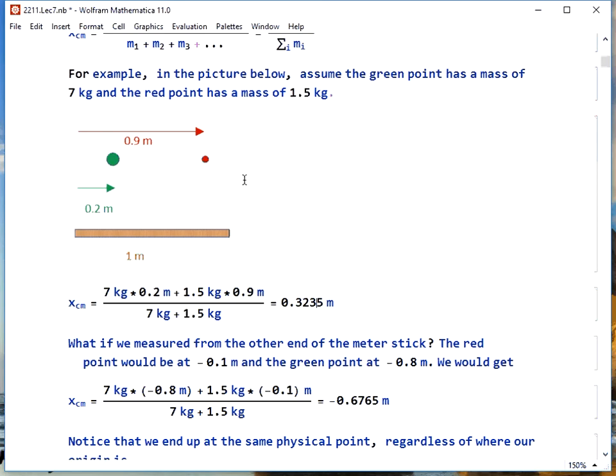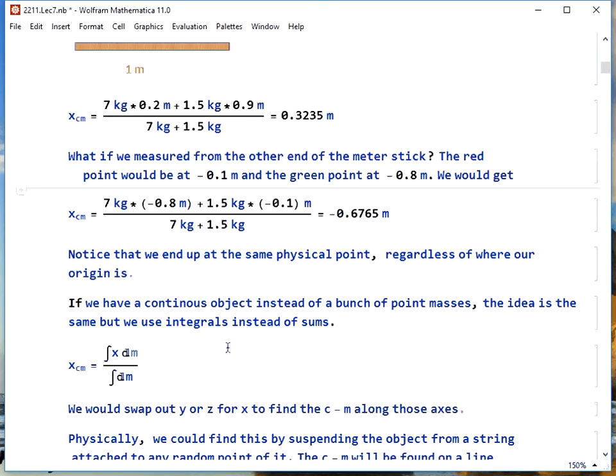Does the origin of our coordinate system matter? It does in terms of the number, but not in terms of the absolute position. If we measured from the other end of the meter stick, we'd say the red dot is at negative 0.1 meters, and the green is at negative 0.8 meters. We then plug that into the same formula, and now we get negative 0.6765, but notice this is the same position as 0.3235 from the right.